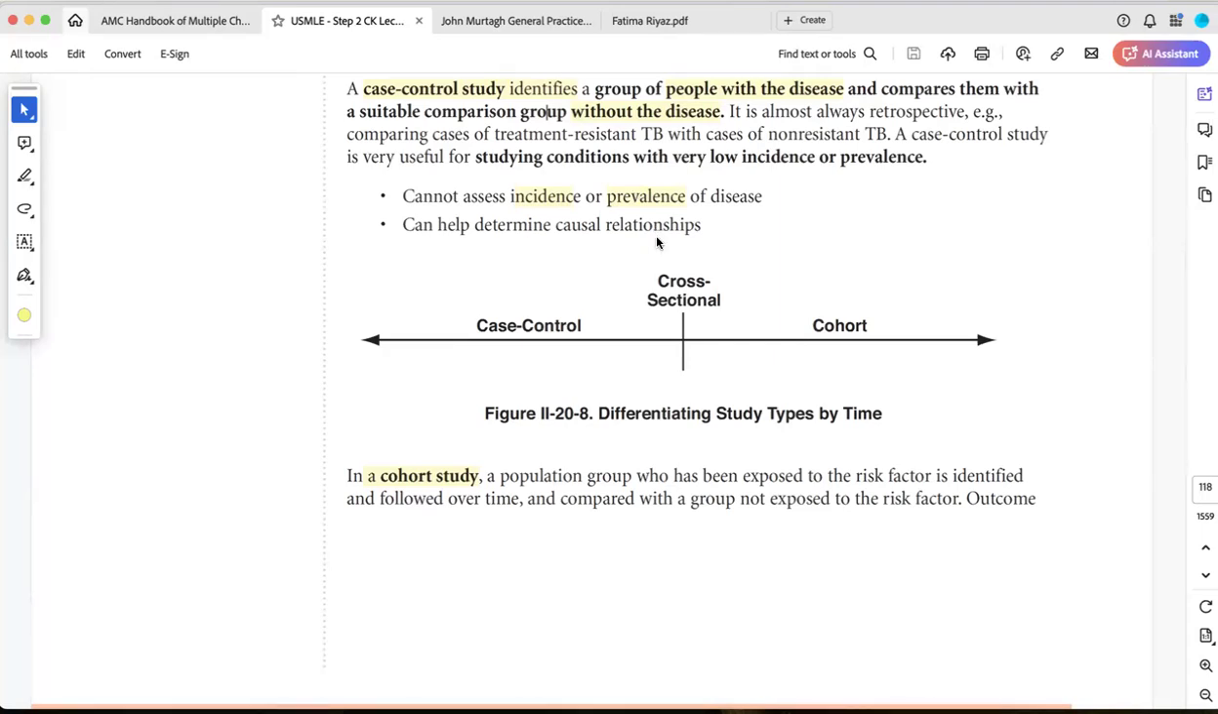I don't know what's confusing in here. It's very easy, very normal. So think about it: at the moment, we do cross-sectional. If we want to go backward, case control. If we want to go forward, cohort. Nice and easy.